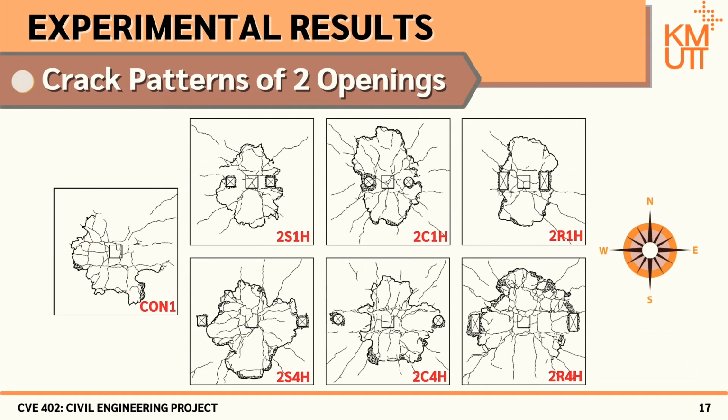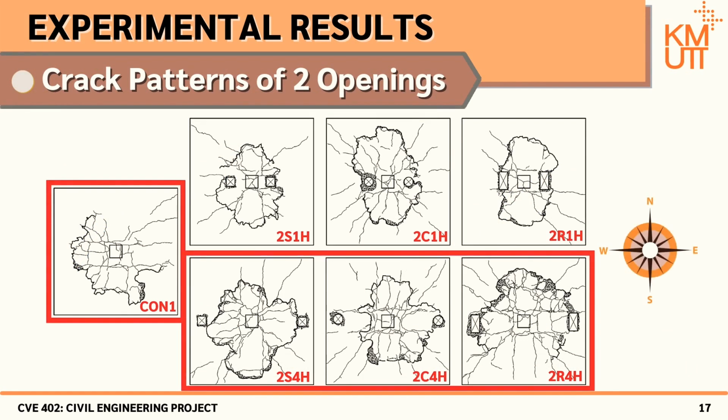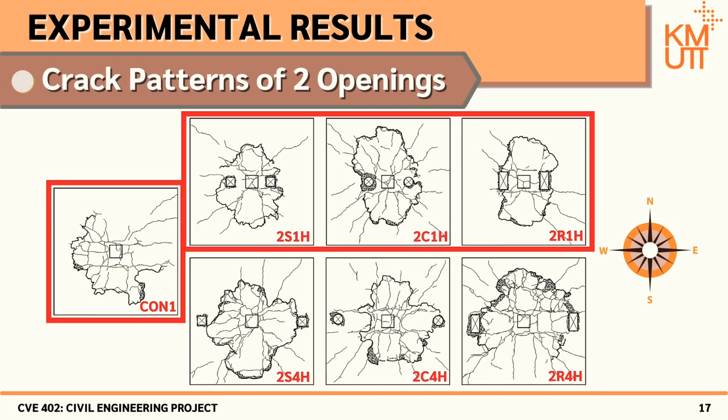For the crack patterns of two openings, the control specimen and the specimen with openings in the 4H position have a similar crack pattern. However, the crack pattern in the specimen with openings in the 1H position was different, because the shear crack in the west to east direction was shorter than in the north to south direction. These crack patterns were observed as one-way behavior.